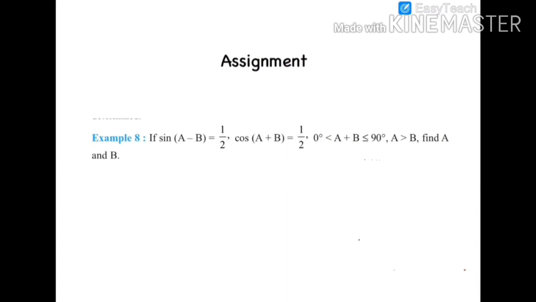With this, we come to the end of this video lesson. Your assignment for today is example 8 from the NCERT textbook, which is a similar question to the one that we have done in today's video lesson.